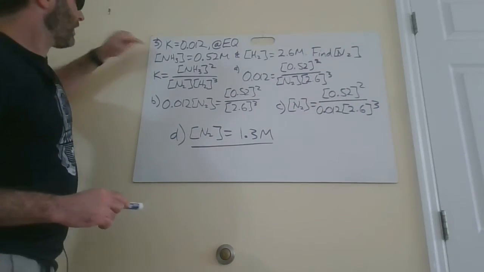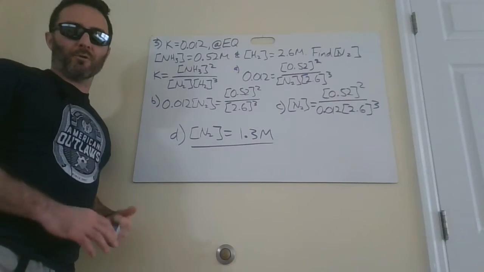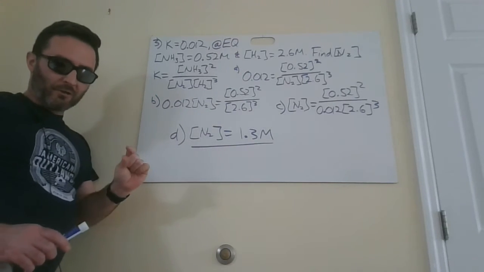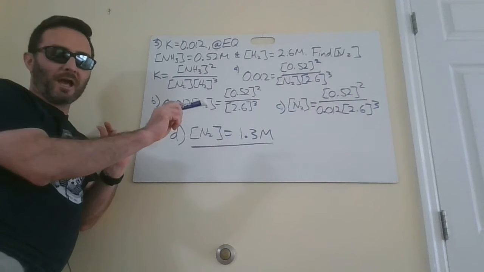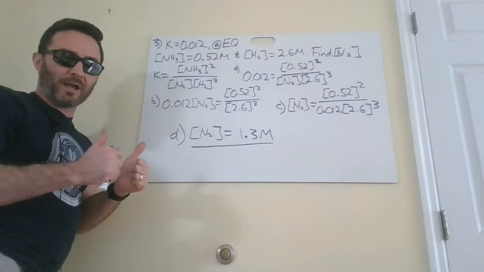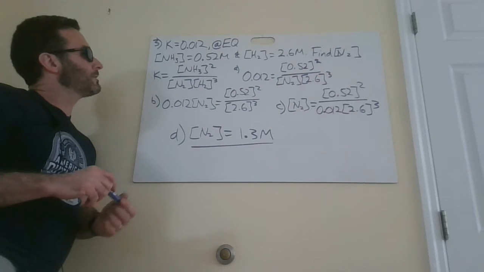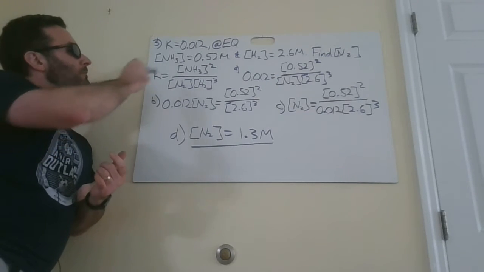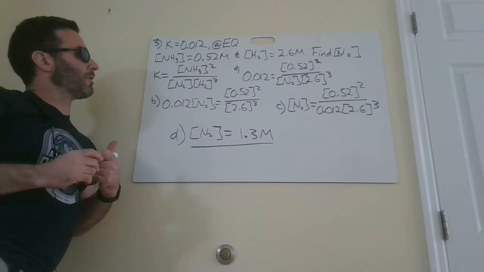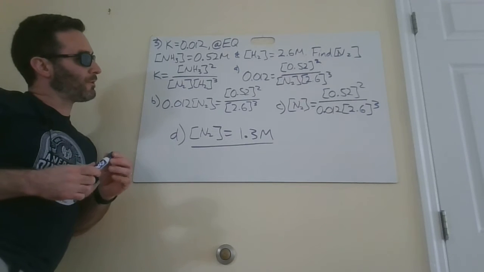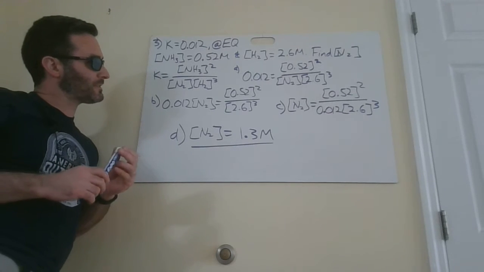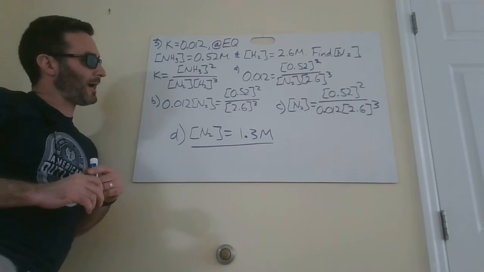So, running with the same k value of 0.012, meaning small k, forward reaction not very favorable, reverse reaction very favorable, not a lot of products getting made. So, at equilibrium, 0.52 molar ammonia and 2.6 molar hydrogen gas, how much nitrogen gas do we have?